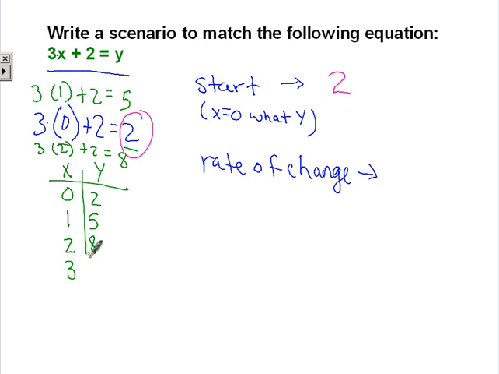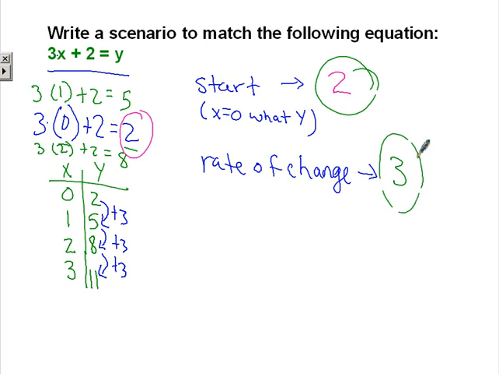And if x was 3, I would have 3 times 3, which is 9, plus 2, which is 11. At this point, I can see that my constant rate of change as x increases by 1 is 3. Remember, that's called our coefficient. So our coefficient, or a constant rate of change, is 3. So what I ask myself now is, what's a real-life situation where I would start with 2 of something and go up by 3 of something every time?